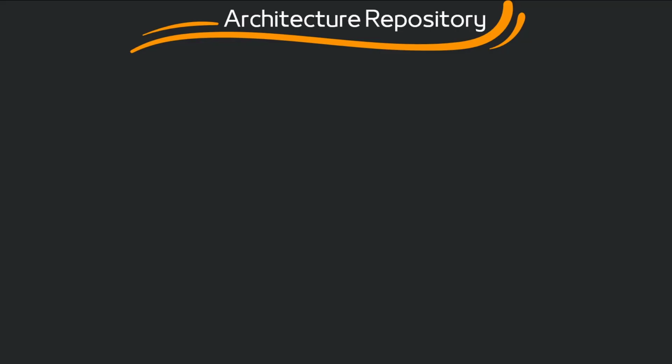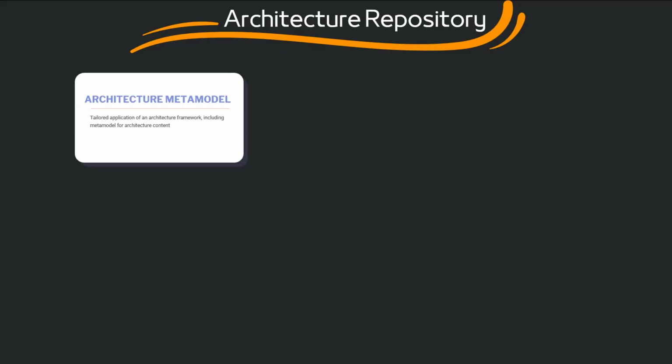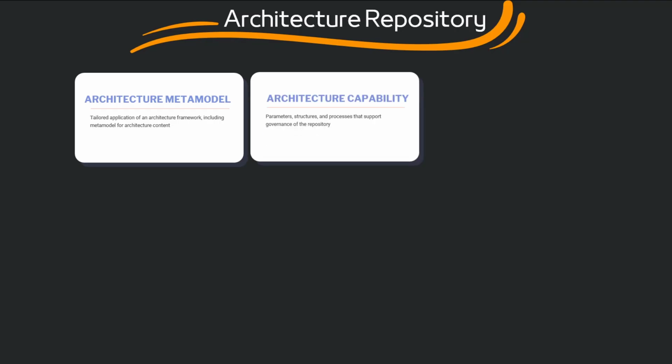The architecture repository consists of 8 classes of information. The first is the architecture metamodel. This describes a tailored application of an architecture framework, including a metamodel for architecture content. The second is the architecture capability. This describes parameters, structures, and processes that support the governance of the overall repository.